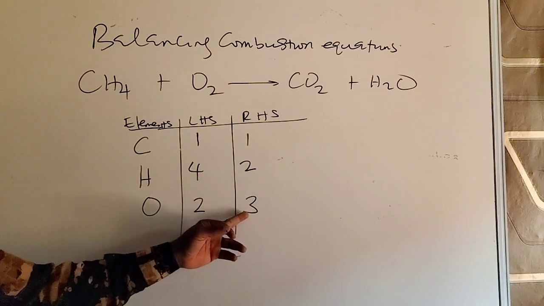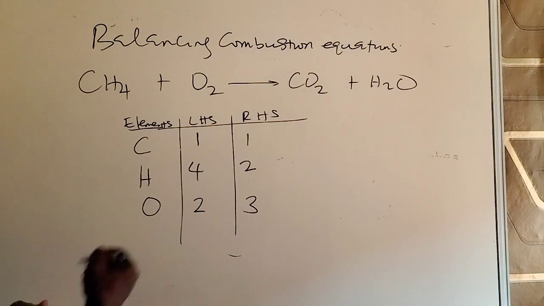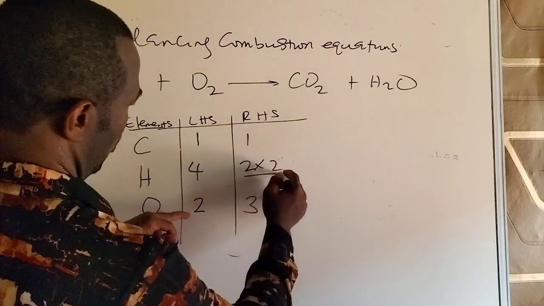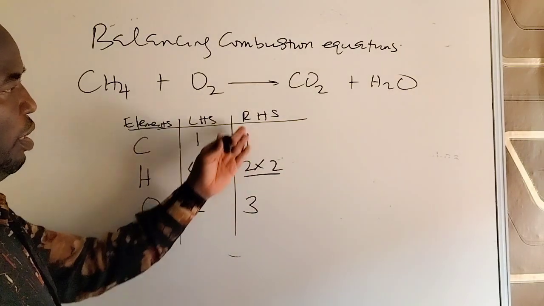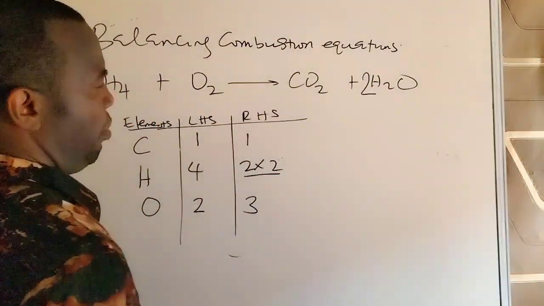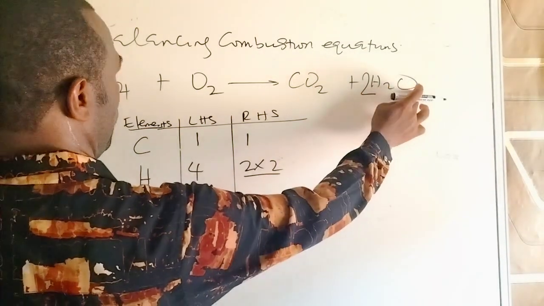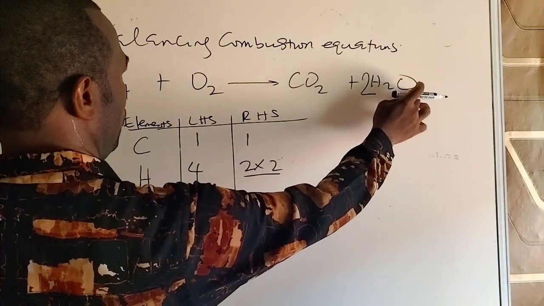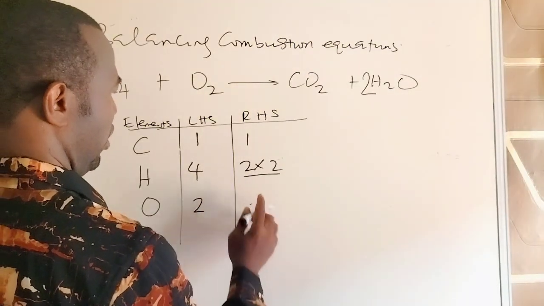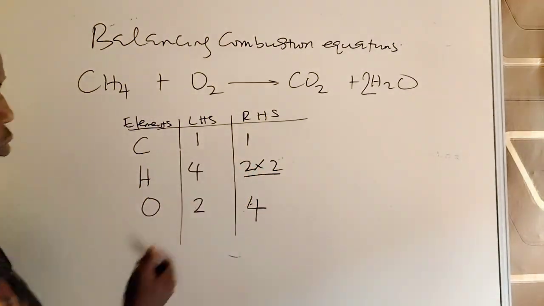But 3 is not a multiple of 2. So the number that can apply to give us the bigger number is 2. 2 times 2 gives you 4. So locate hydrogen on the right hand side. You see it here, you put 2 in front. Before you go to oxygen, you have to change the table, because this 2 will also affect oxygen. 2 times 1, 2, plus these 2, 4. Oxygen becomes 4 here now. So by balancing hydrogen, you have increased oxygen as well.